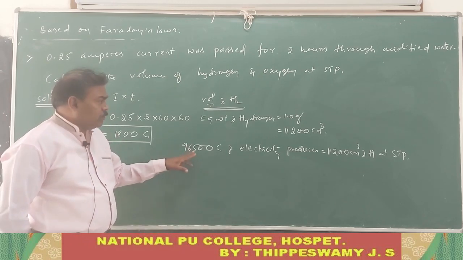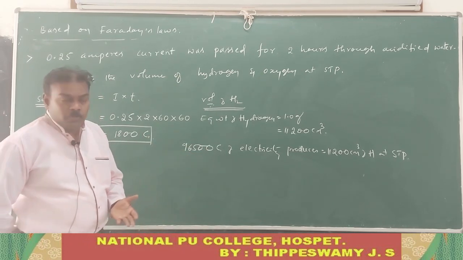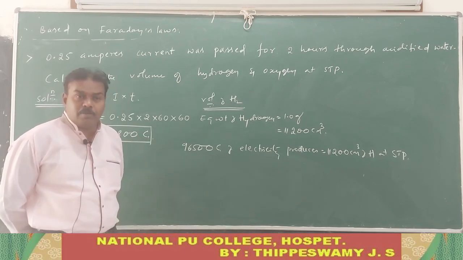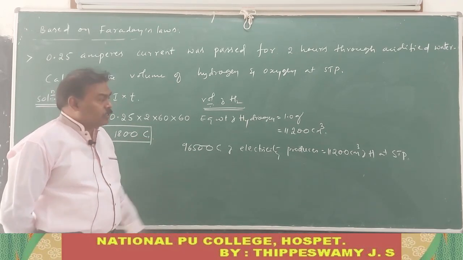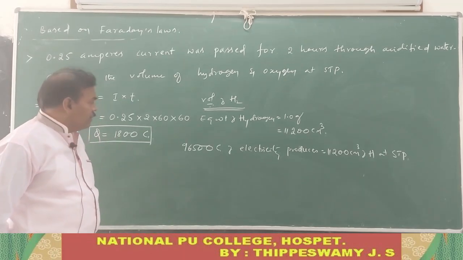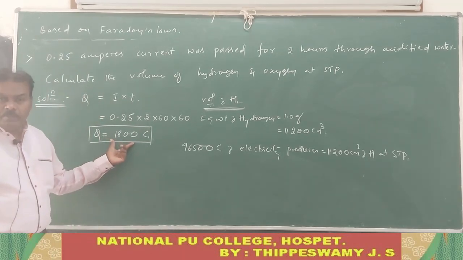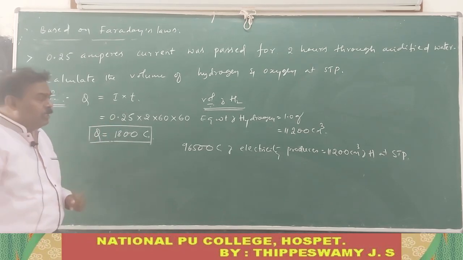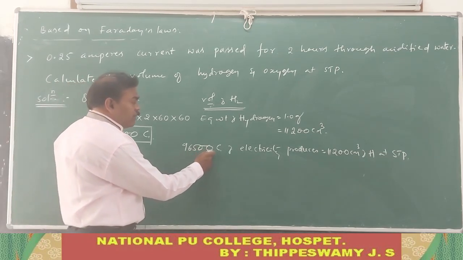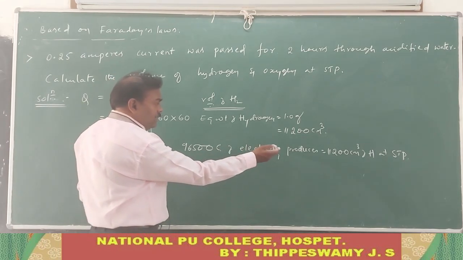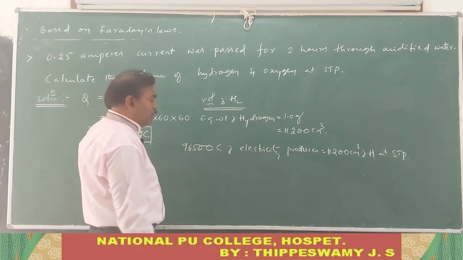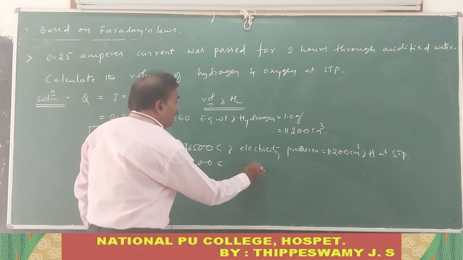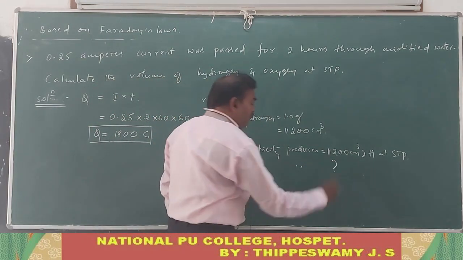1 gram equivalent weight of the substance is produced at the electrode by passing 96,500 coulomb, or 1 farad of electricity. Now how to find that? What is the quantity of electricity passed through the acidified water? That is 1800 coulombs, which we got from the data. 96,500 coulombs of electricity produces 11,200 cm cube of hydrogen. Therefore, 1800 coulombs of electricity produces how much hydrogen gas?